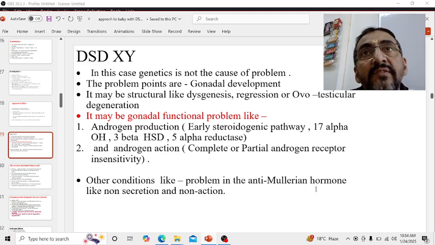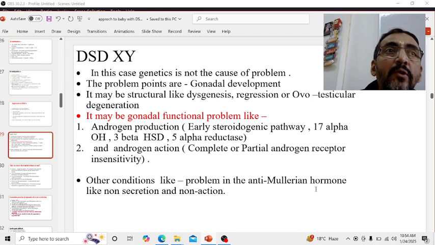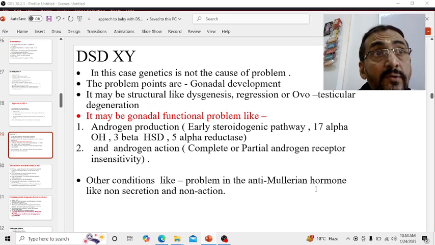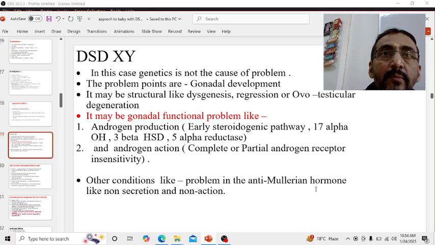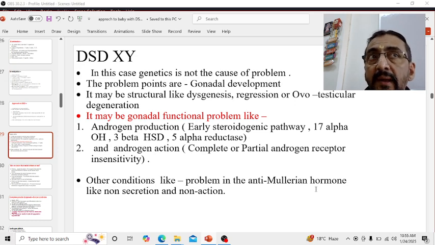Sometimes it is produced but it is not acting. So still the Mullerian duct will develop, and the internal genital organs of the female will develop. The Mullerian duct will develop, and the labia majora and minora will develop. Therefore there will be ambiguity in the sex, especially in the XY. So these are some of the problems which do occur in case of XY, that is male.